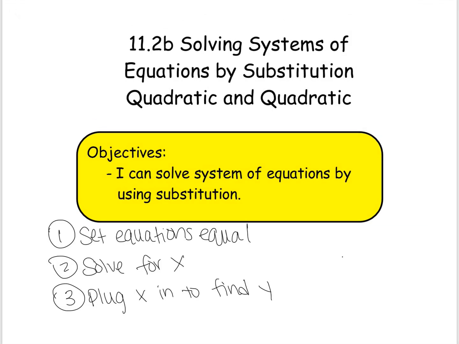11.2b is on solving systems of equations by substitution. So we're going to have two quadratics and we're going to solve them by substitution. So we're going to have these same three steps.